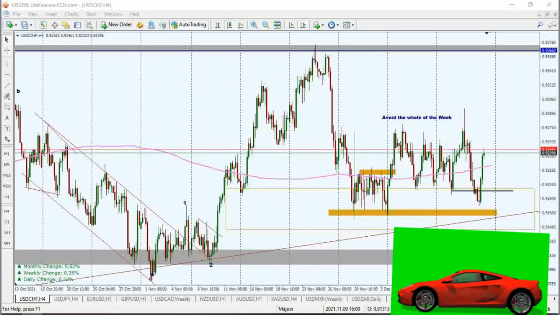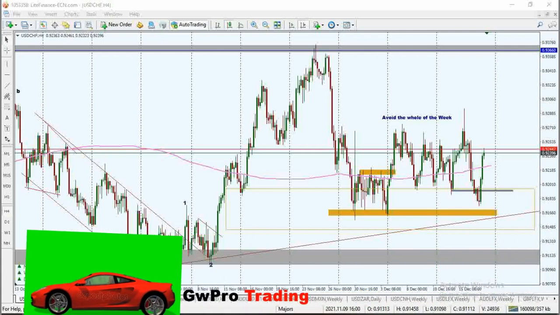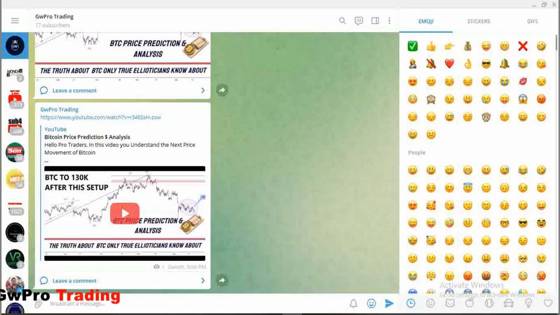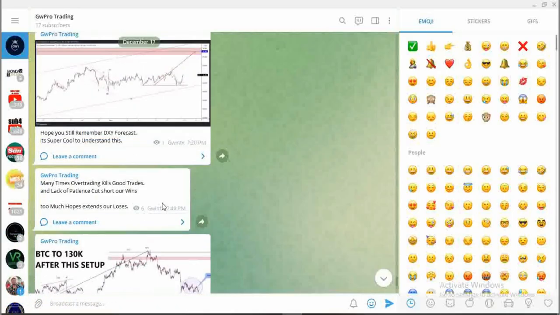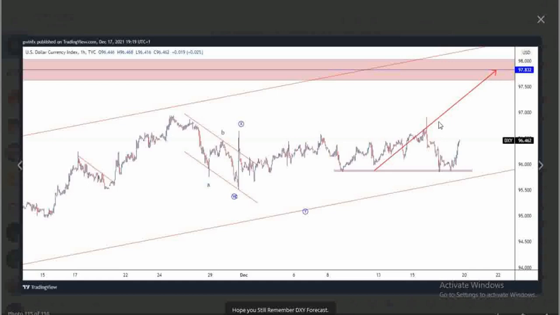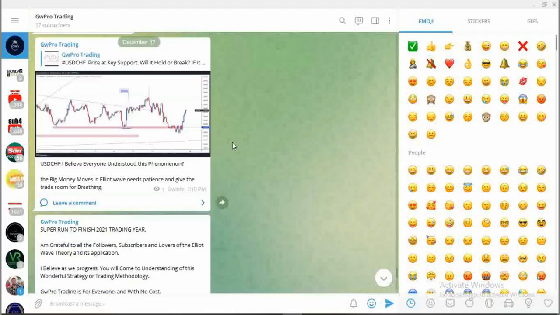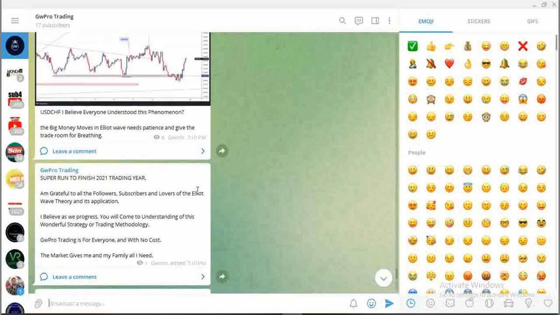Let's check a little bit of the positions which we also took over the last trading week. We did take some positions last trading week, and this is one of them. I was pointing out the USDCHF as well, also pointing out the DXY, which I spoke about many times. I already sent out a message that I'm done with the trading year.